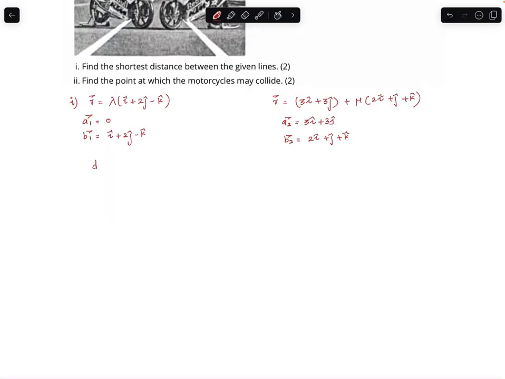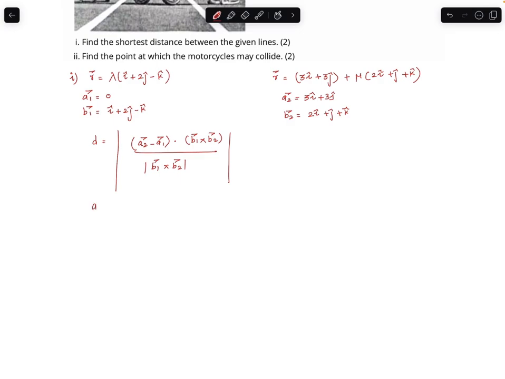The formula to find the shortest distance is d is equal to magnitude of (a2 minus a1) dot (b1 cross b2), divided by magnitude of the cross product of b1 and b2. a2 minus a1 is 3i plus 3j.